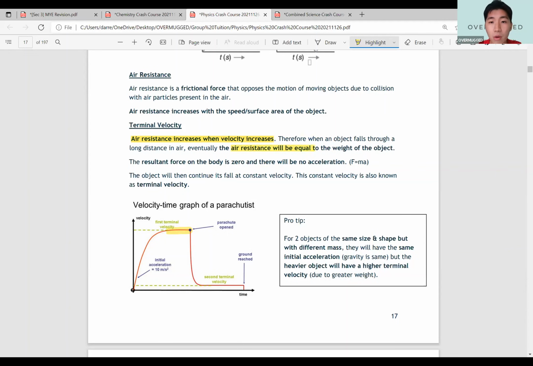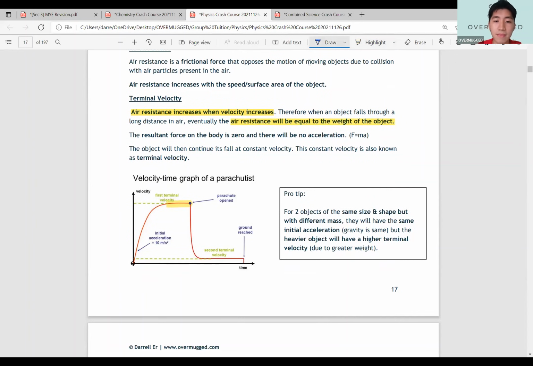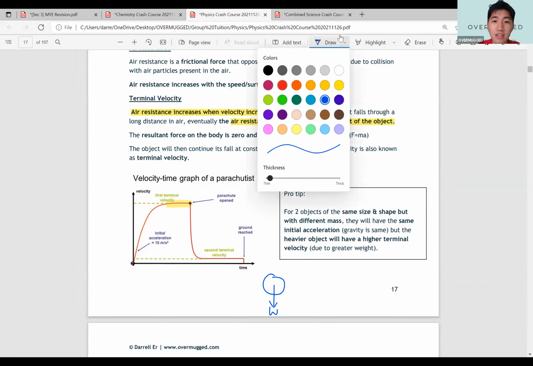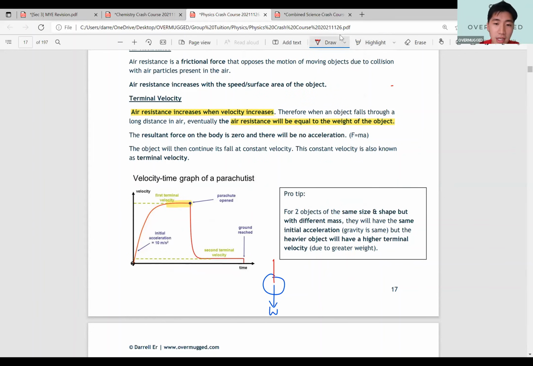There will be a point where air resistance is equal to the weight of the object. Now, what does that mean? For an object in free fall, it will have a downward weight, pulling it down. This is your gravity at work. It's pulling you down. But you need to know that as you're falling, it's not just the gravity. There's also air resistance. Air resistance is slowing you down.